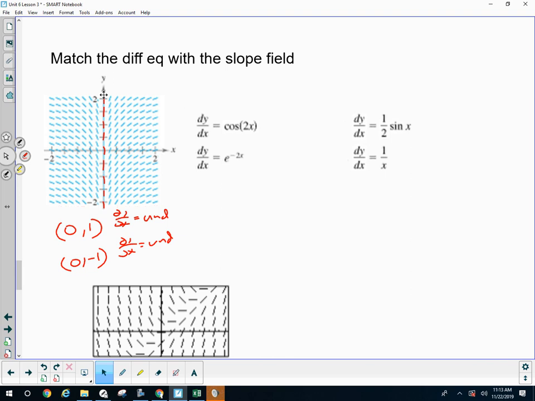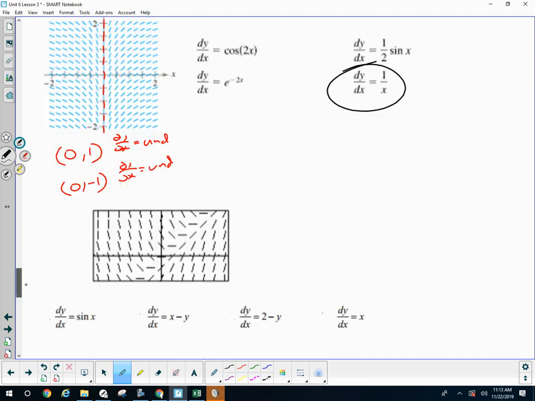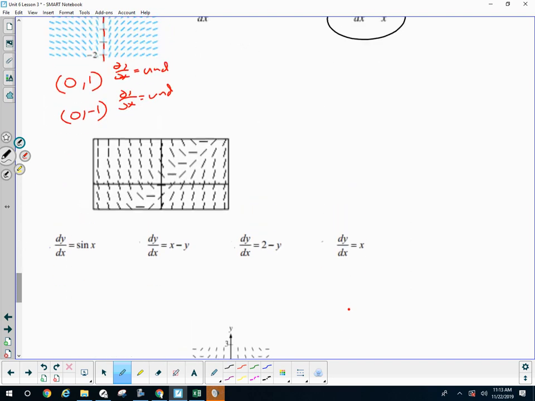Ms. Boyko, what's the right answer? 1 over x. 1 over x. Okay? That's easy, though, just at x's. This one's a little bit trickier. Now, my advice is to find slopes that are like obvious. And start with that and work with one of those points.